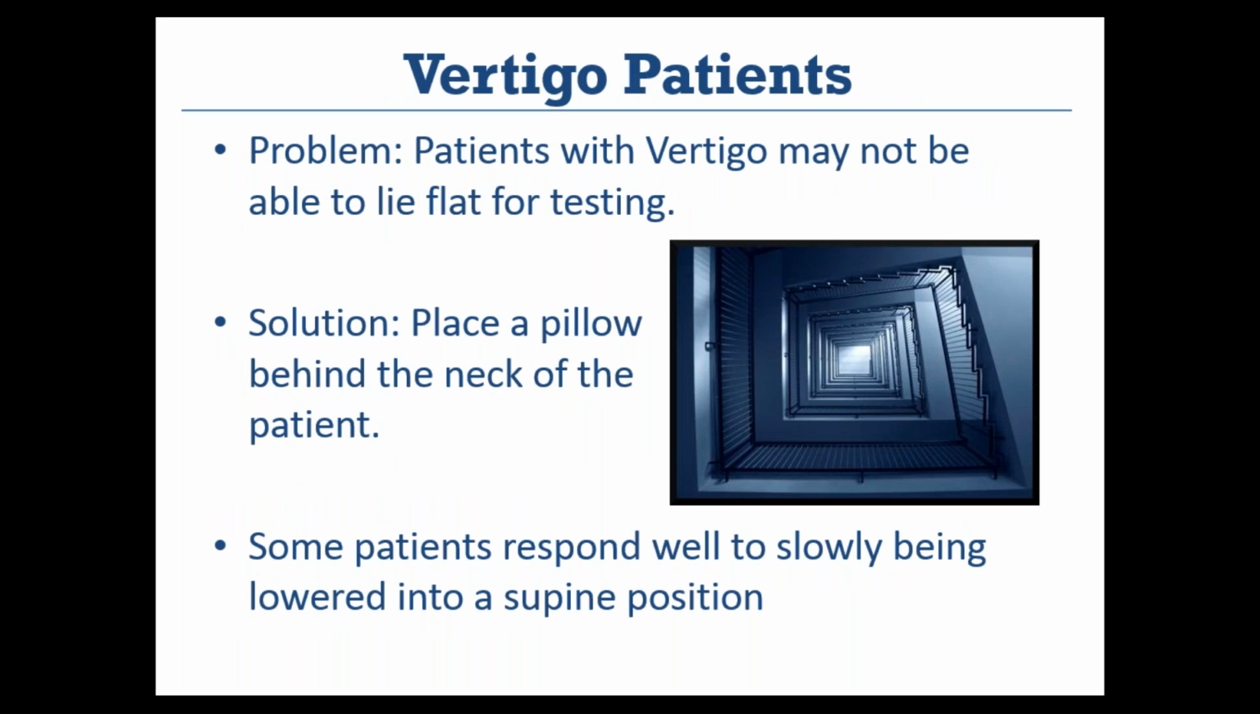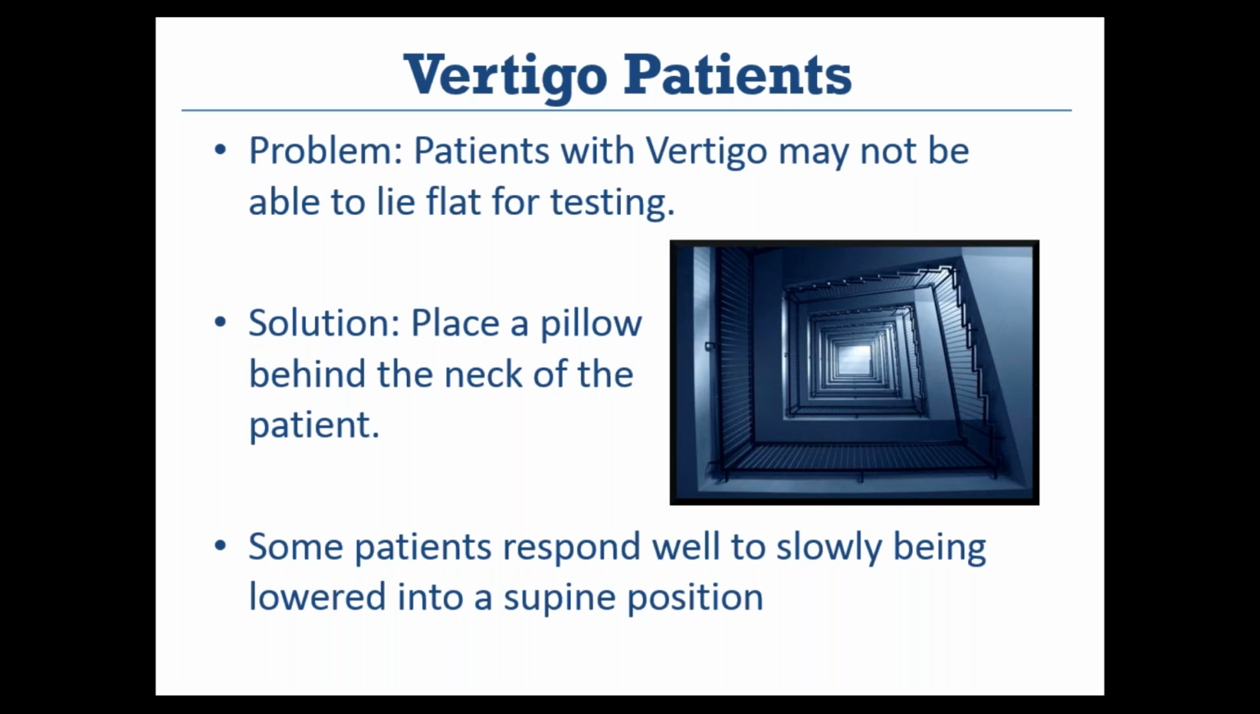Patients with vertigo may not be comfortable lying flat for testing. We often get questions about trying to perform the test with the patient sitting in a chair, something along those lines. It is calibrated so that the patient is lying in a supine position, so we need to get as close to that as possible. A small pillow under the head sometimes alleviates the patient's vertigo. If that works, that's perfectly fine.